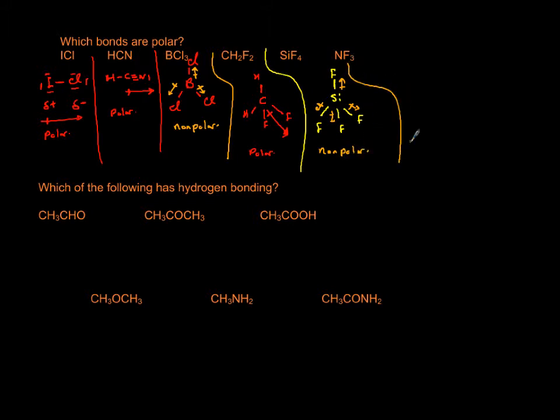Finally, if we do NF3, it is pyramidal, trigonal pyramidal, and nitrogen is pulling all these hydrogens' electrons toward itself. So it's extremely polar. I actually did ammonia by accident, but NF3 has the same sort of shape. And what happens this time, with NF3, fluorines are more electronegative. So the direction of polarity changes this way rather, but it's still polar.